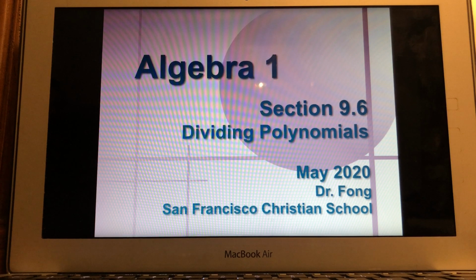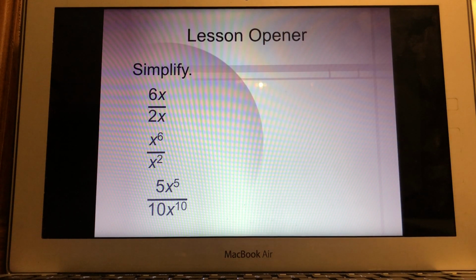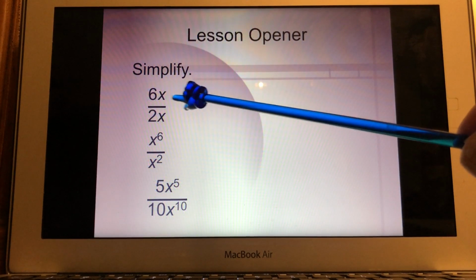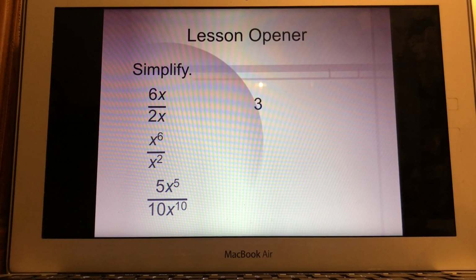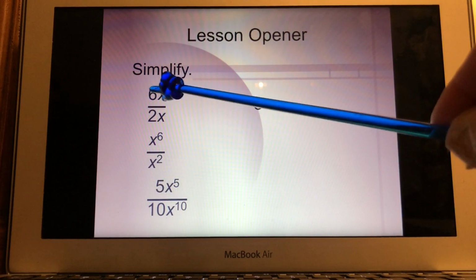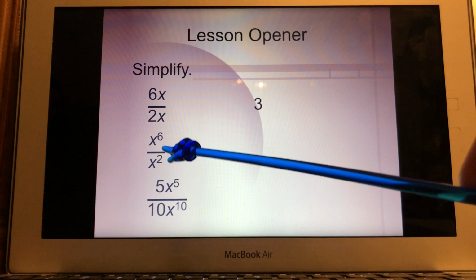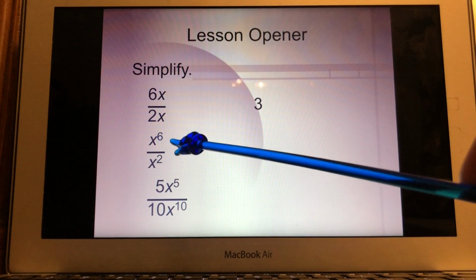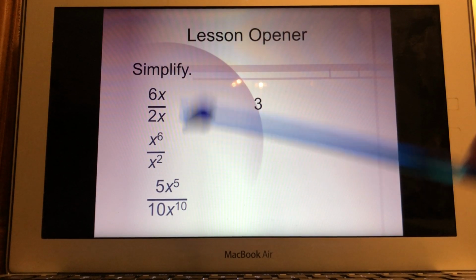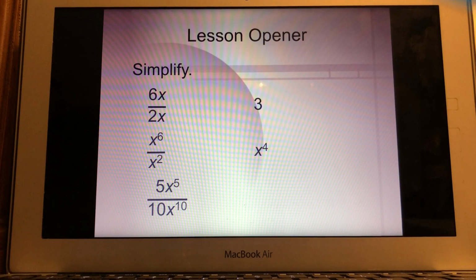For the last lesson here, we are going to work on dividing polynomials. Now, let's take these terms here, for example, and simplify. 6x divided by 2x gives us 3, right? Our x's cancel out, and then 6 divided by 2. Here, x to the 6th power divided by x to the 2 power, or x squared, when we divide, the powers subtract, remember? So then we end up with x to the 4th power.